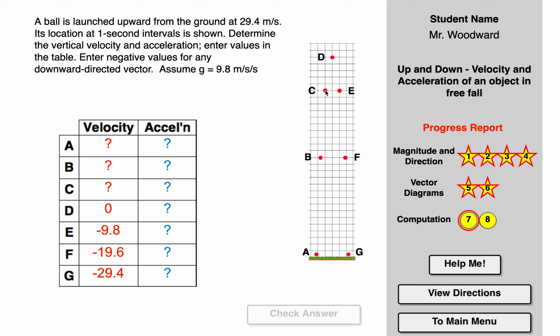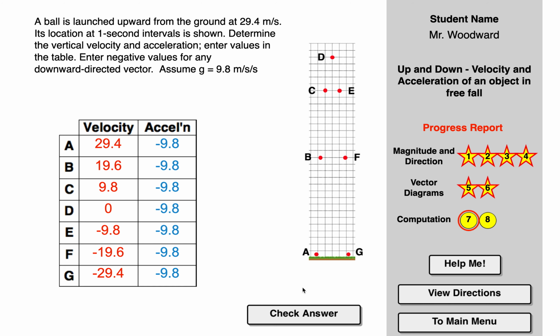Location C is 1 second before location D, so the ball is rising at location C, and the velocity at C is going to be 9.8 greater than location D. So this will be positive 9.8. This will be positive 19.6 because the ball is rising at location B. This is positive 29.4. So there's a symmetry here, right? The acceleration is always negative 9.8 every moment in time. That's indicating the change in velocity each moment.